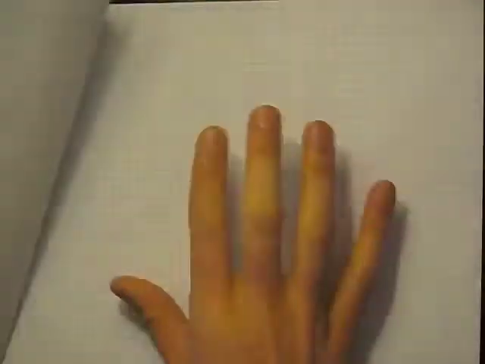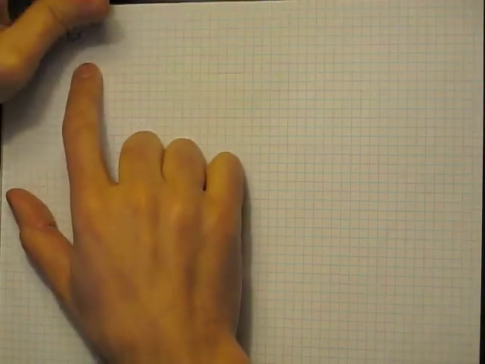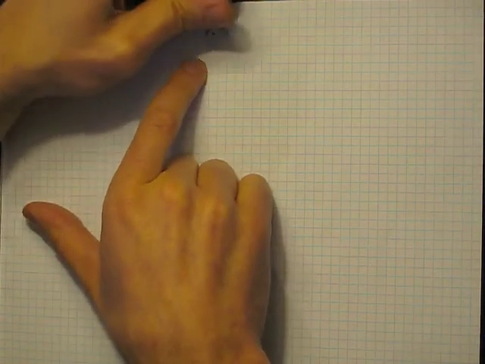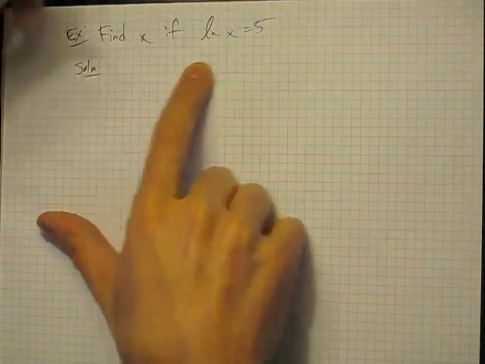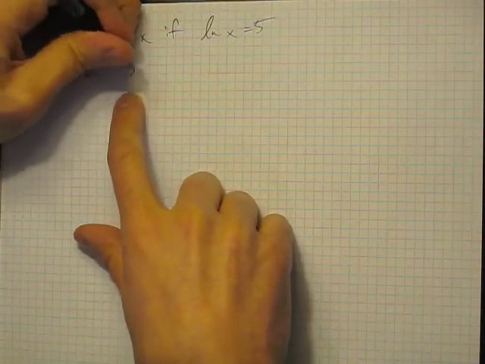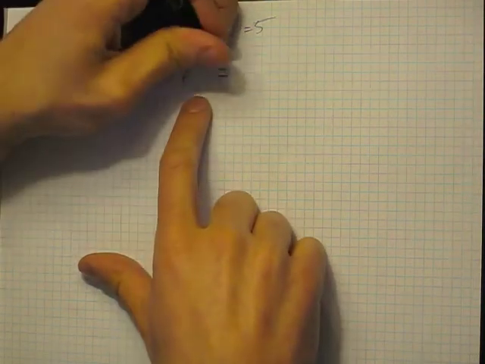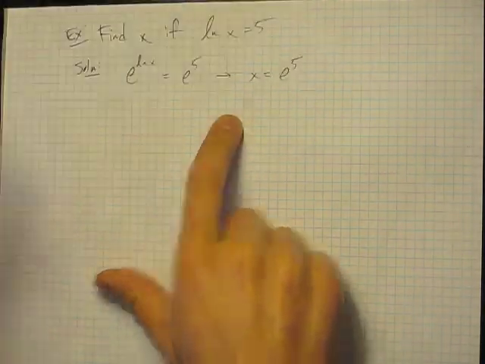Okay, so let's start off with some examples. Find x if log of x equals 5. Okay, the solution to this is easy. You just take e of both sides. e to the log of x equals e to the 5. But e and log of x cancel each other, so that means that x is e raised to the power 5.